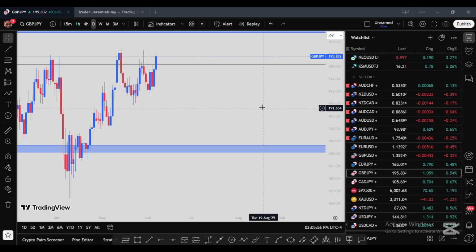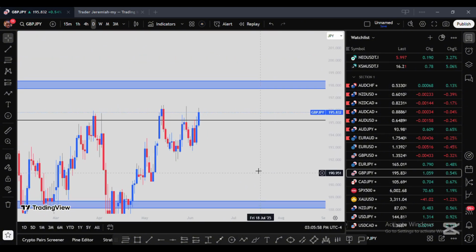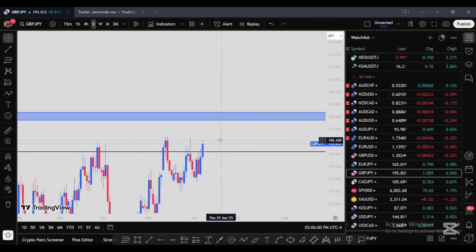So the next pair I'll be touching is GBPJPY. For now, CADJPY and GBPJPY are looking absolutely bullish. On GBPJPY, I'm bullish on this trade, but on a normal day, if this key level did not exist, like I said the other time, then I would just be waiting for price to retest this major level too.